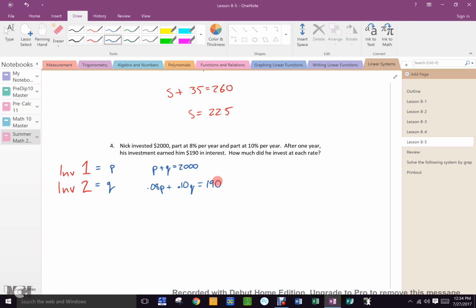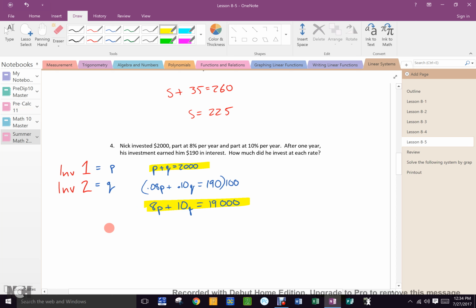You could make it into a fraction. You could times it by 10. 10 moves the decimal one place. How far do I have to move the decimal? Two places. Can I multiply that by 100? So what would that give me? 8P plus 10Q would equal what? 19,000, because I'm adding two zeros. Now, do I have a system? I do, don't I?